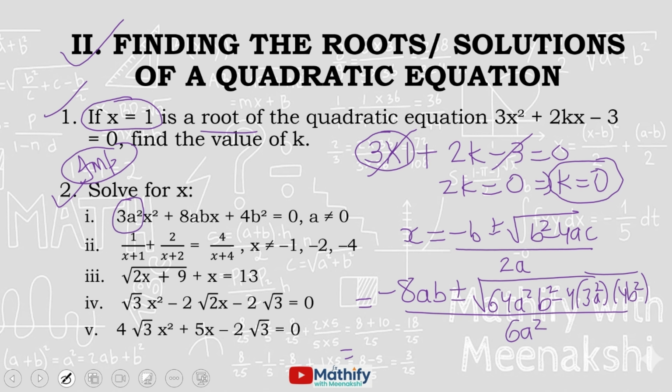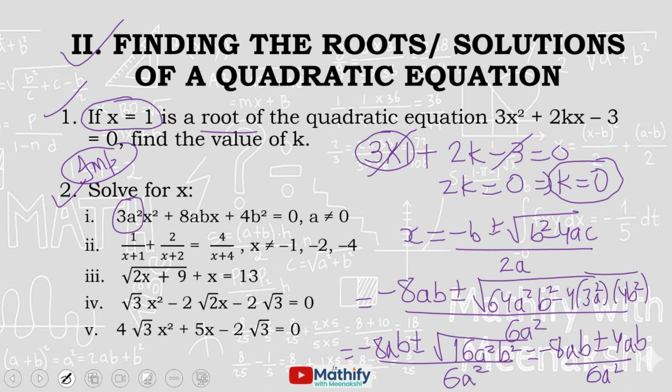So let's solve this. Minus 8ab plus minus. Just see carefully, these are like terms because it's 64a square b square minus 4 into 4 is 16 and 16 into 3 is 48. 48a square b square. So 64 minus 48, that is 16a square b square by 6a square. Now you know that 16a square b square is a perfect square of 4ab. So let's replace that by 4ab. So you can write minus 8ab plus minus 4ab by 6a square. So now we have two values. So I'm writing here two values with a different color. So first answer can be, when I take positive, minus 8ab plus 4ab. That is minus 4ab by 6a square.